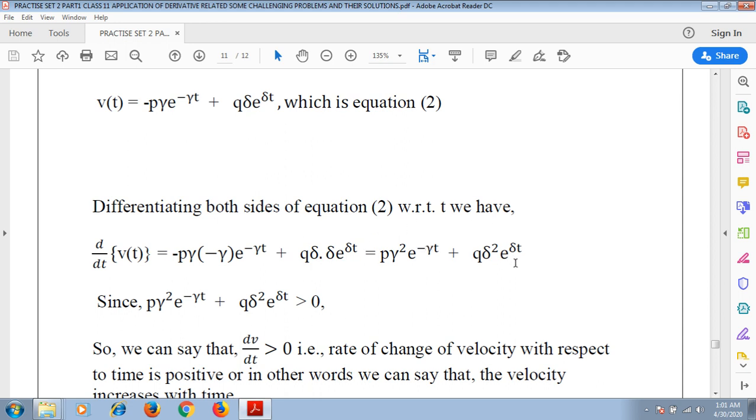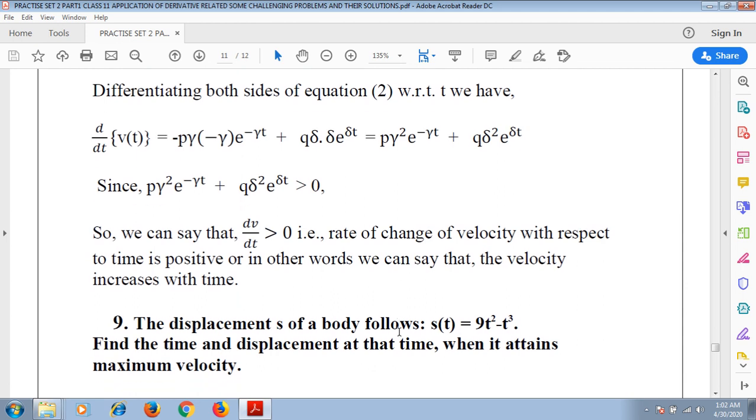And since this expression P gamma square e to the power minus gamma t plus Q delta square e to the power delta t is greater than 0, we can say that dV/dt, that is d/dt of V(t), is also greater than 0. We know from the definition of the derivative that dV/dt is none other than the rate of change of velocity with respect to time, right? And here it is found to be positive, or in other words, we can say that the velocity increases with time.